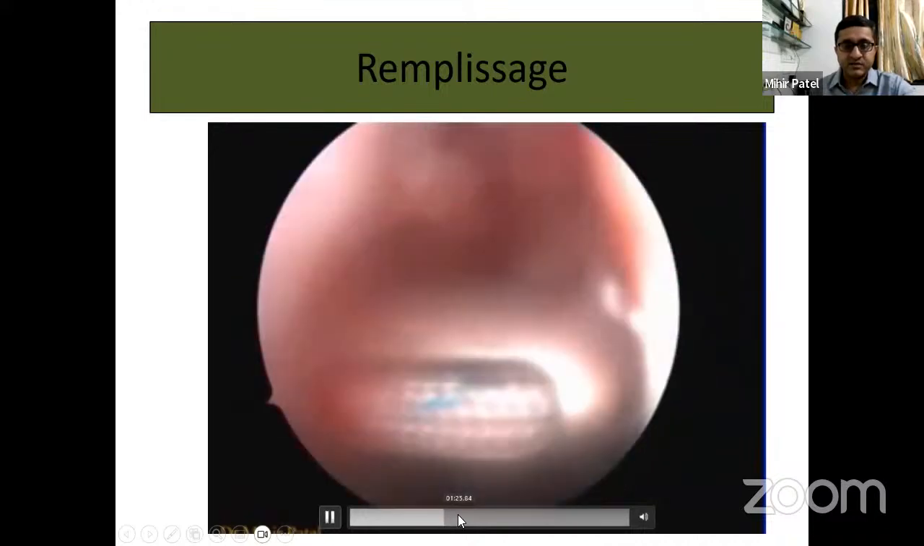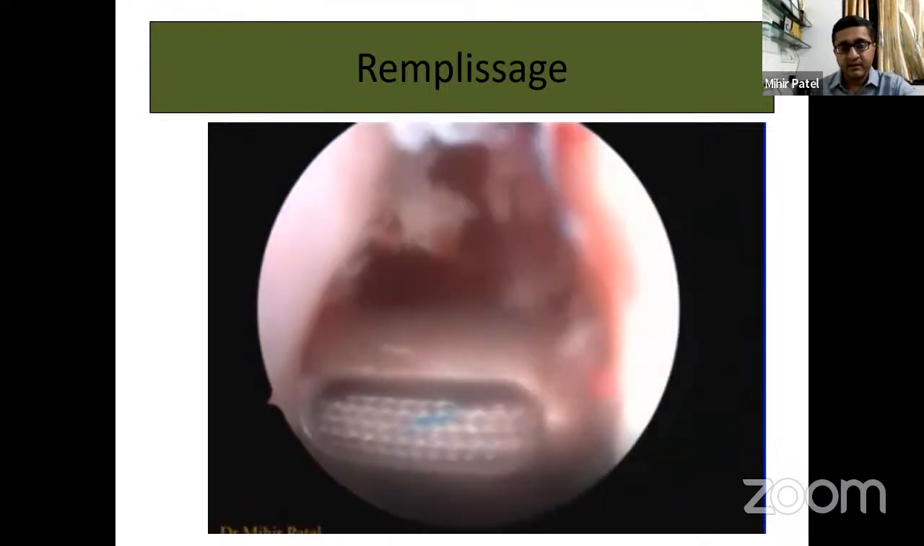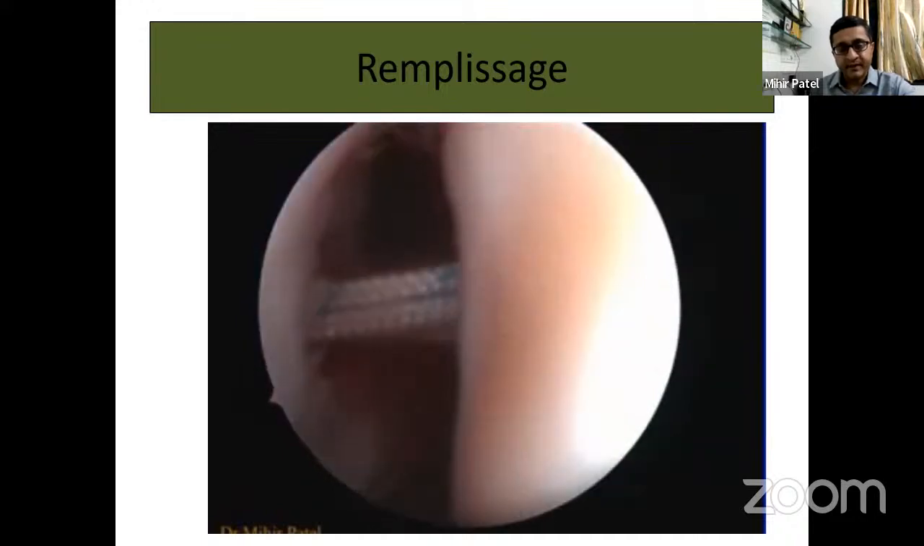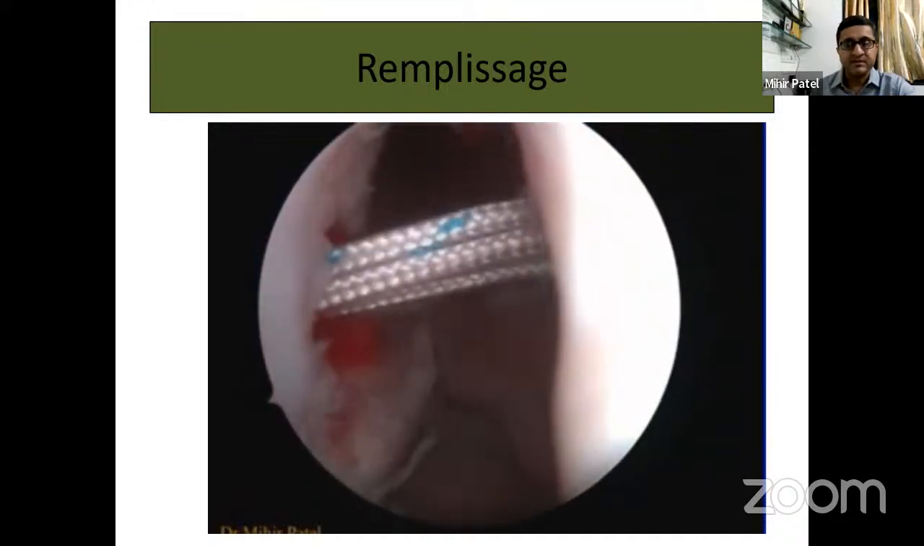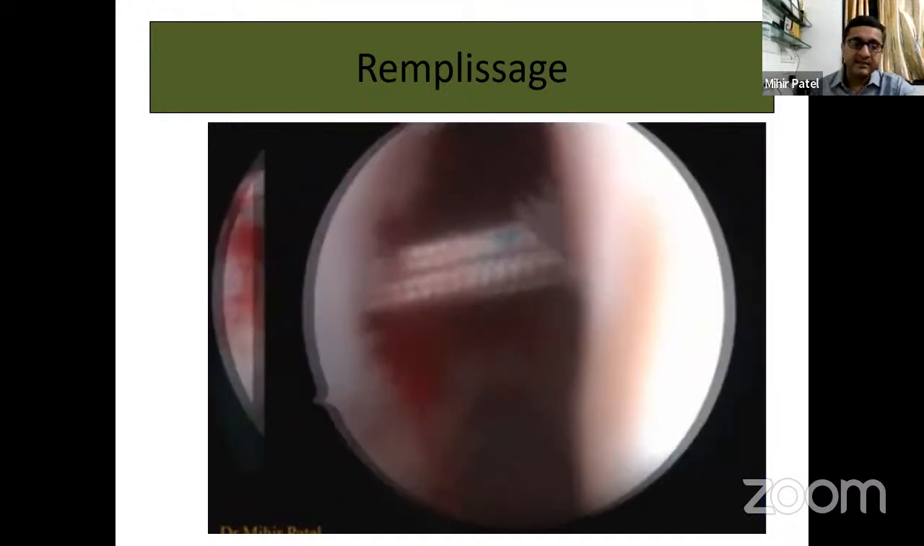So that's freshening the Hill-Sachs. In this case, I've used a single double-loaded anchor, which is introduced into the Hill-Sachs defect from the posterior portal. You can see these 4 sutures exiting the posterior portal.